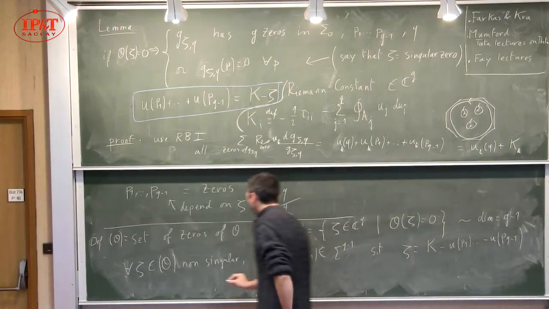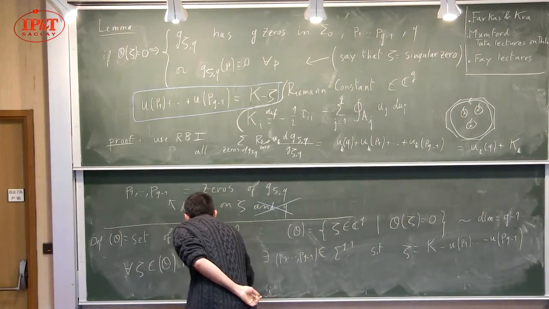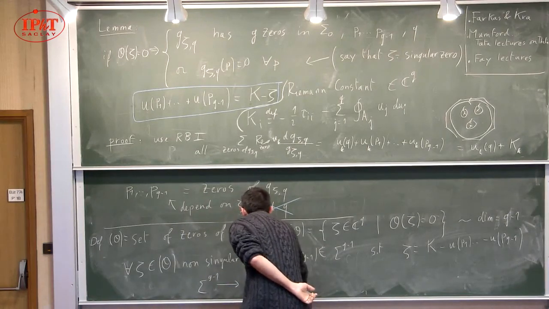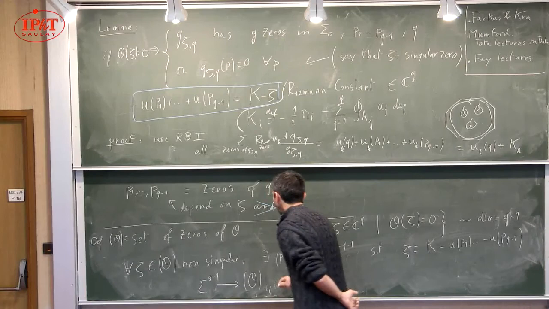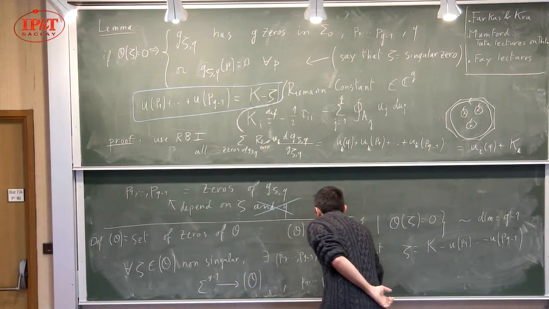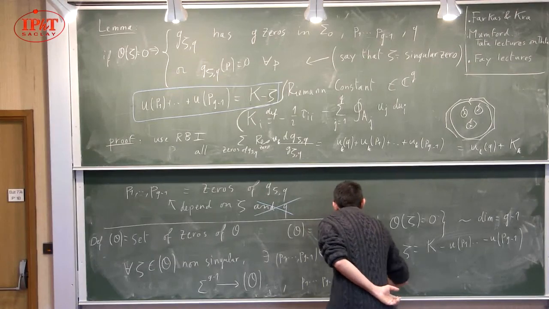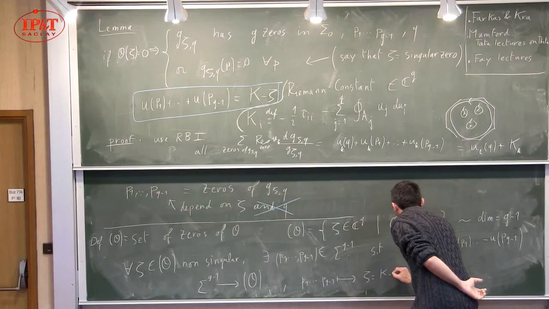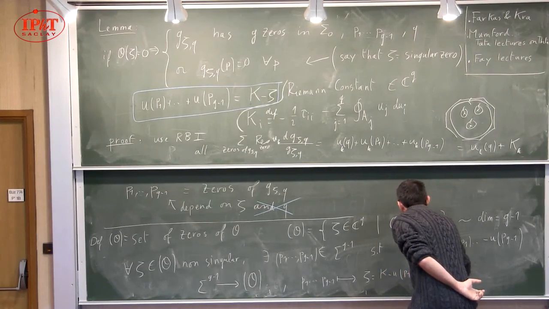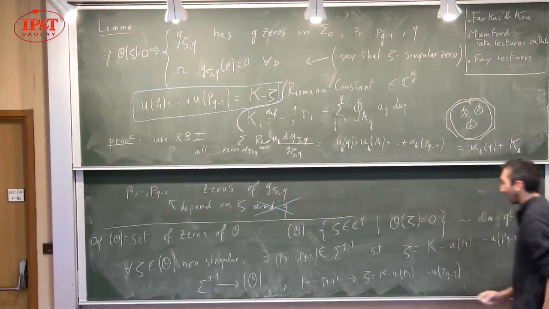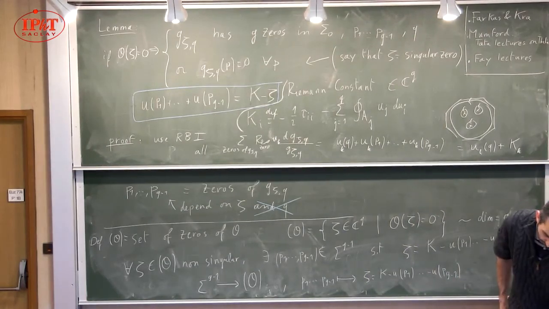The converse is true as well. If you take the map from sigma to g minus 1 to theta, that sends P1 to P(g minus 1) and associates zeta equals K minus u of P1 minus ... minus u of P(g minus 1). Sorry, this is not exactly true. What is the space?